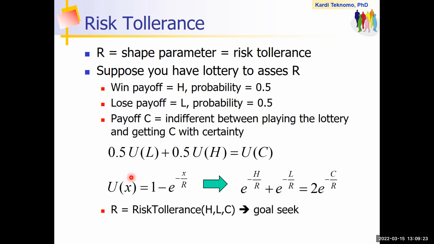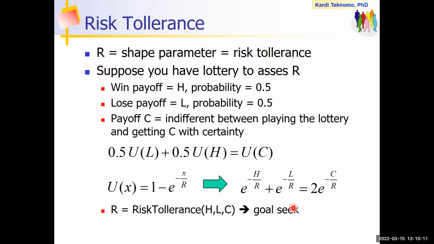So we just input this utility formula into this equation. Since the 1 minus 1 terms cancel, we can just put the exponents, so you get e to the H over r plus e to the L over r equals 2 times e to the C over r. Because H, L, and C are numbers, you can get r, either by taking the ln or by using Goal Seek in Excel.